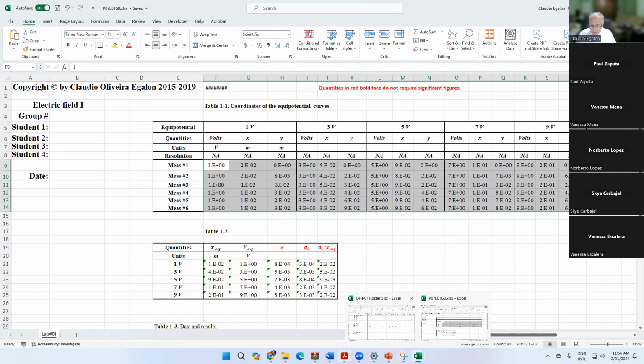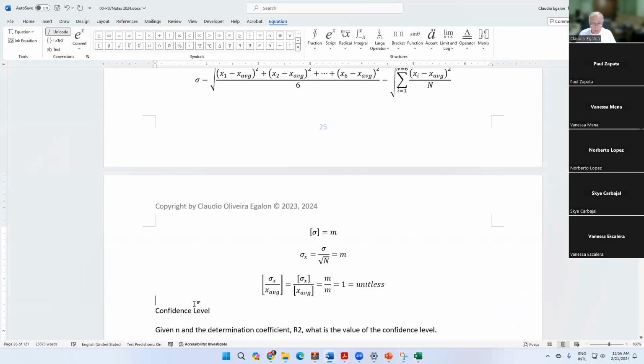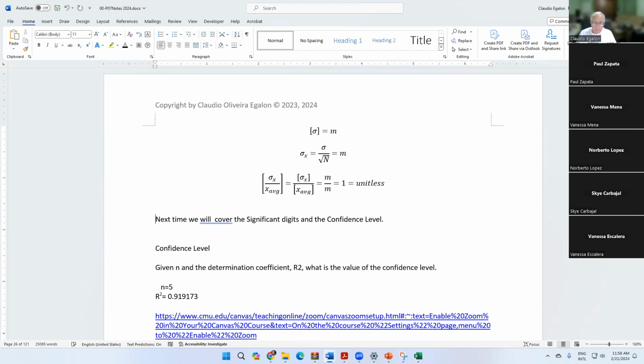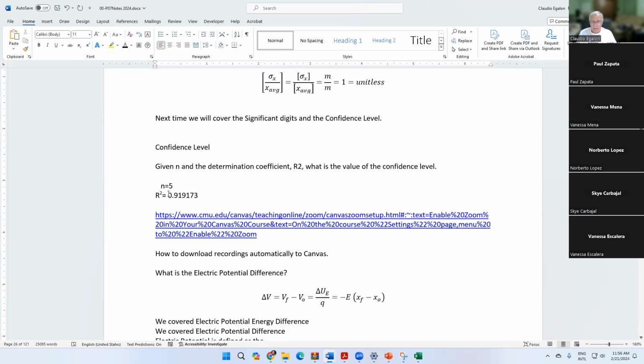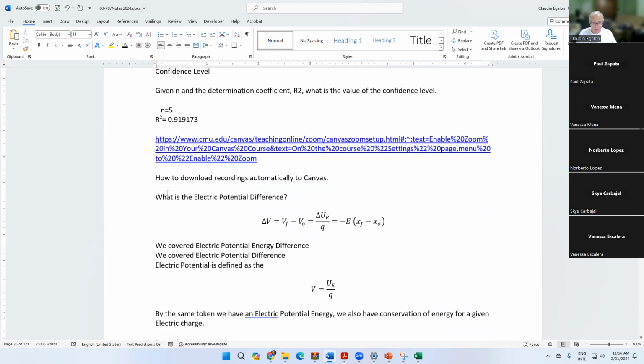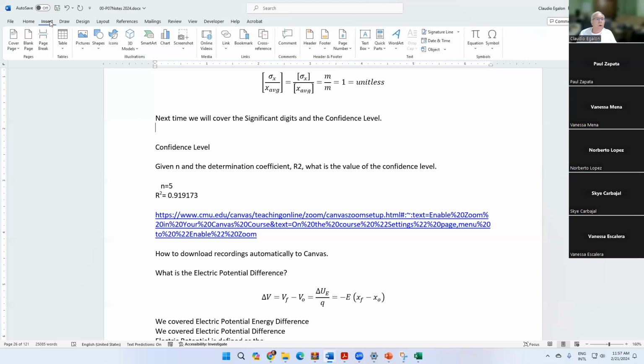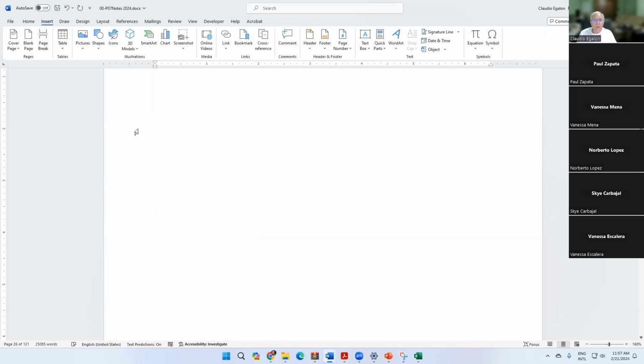So let's write that down here. Next time we will cover the significant digits and the confidence level, okay? Confidence level is a very important statistical parameter, statistical idea that people haven't talked much about, okay? And that's why I want you to be exposed to it.